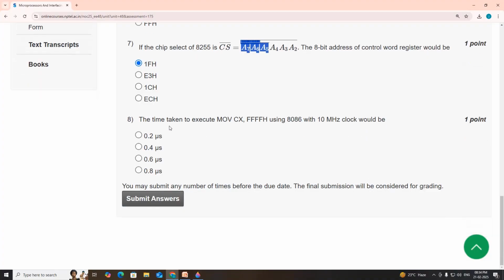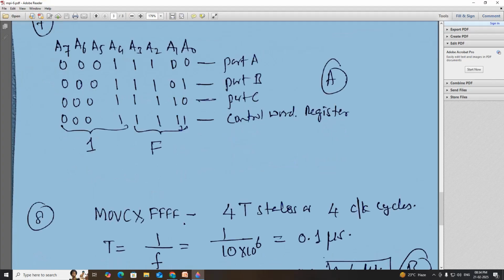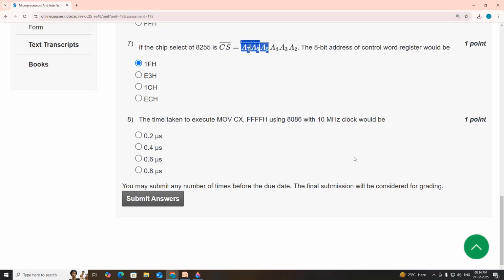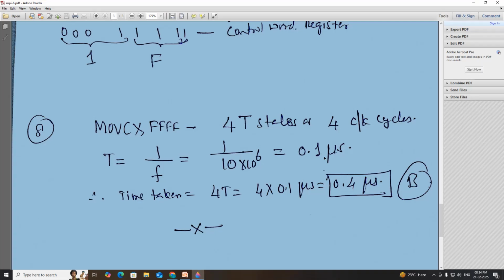Eighth one: the time taken to execute MOV CX, 4F. This instruction, MOV CX with any 16-bit number, requires 4 clock cycles or 4 T states. One T state is one clock cycle, which is equal to 1 by F. F is equal to 10 megahertz, so that is equal to 0.1 microseconds. So 4 into 0.1 is 0.4 microseconds. Option B.